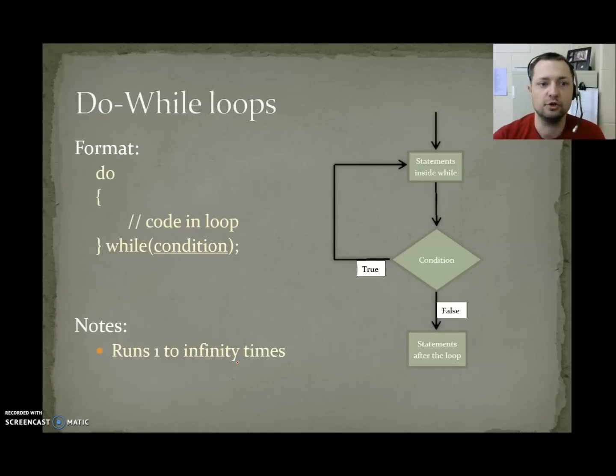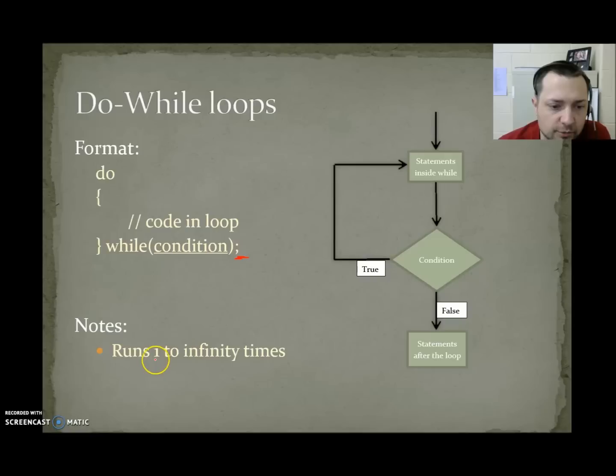We're going to now be looking at do while loops. The format for a do while loop is do, curly brace, code in a loop, while, condition, semicolon at the end. It's weird, it has a semicolon back here. Normally ifs, while loops, other loops don't have semicolons, but this is do, curly brace, while, condition, and there is a semicolon at the end.